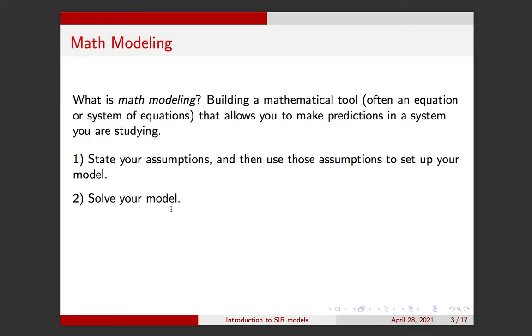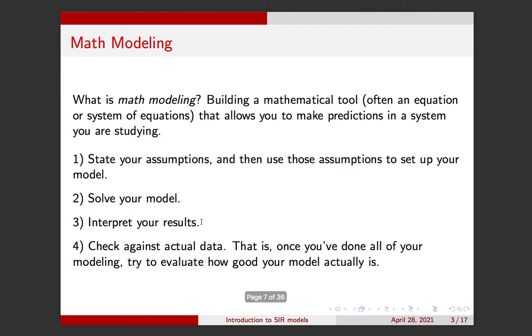You solve your model. So this is a purely mathematical step right here. You then interpret the results. So you ask yourself, does this make sense, what this mass on a spring is doing? Whatever. What is my model predicting about these two populations over time? And then, if possible, you check your model against actual data. So you try to evaluate how good your model is. Now, we have done none of this in this class so far. We're going to do a little bit of it with SIR models. Not much, but this actually is an important step of modeling in the real world, so we'll talk about it a little bit.